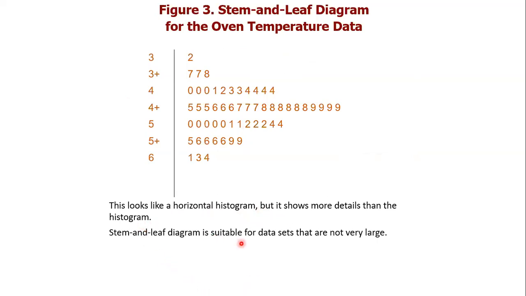But the problem is that it's suitable for data sets that are not very large. For example, if you have 1,000 data points, writing them like this is very, very hard. Remember, we made histograms for 1,000 data and 100,000 data in our previous lecture. So a histogram is good for any number of data, but a stem and leaf diagram can only be used for data with a smaller number of data points.